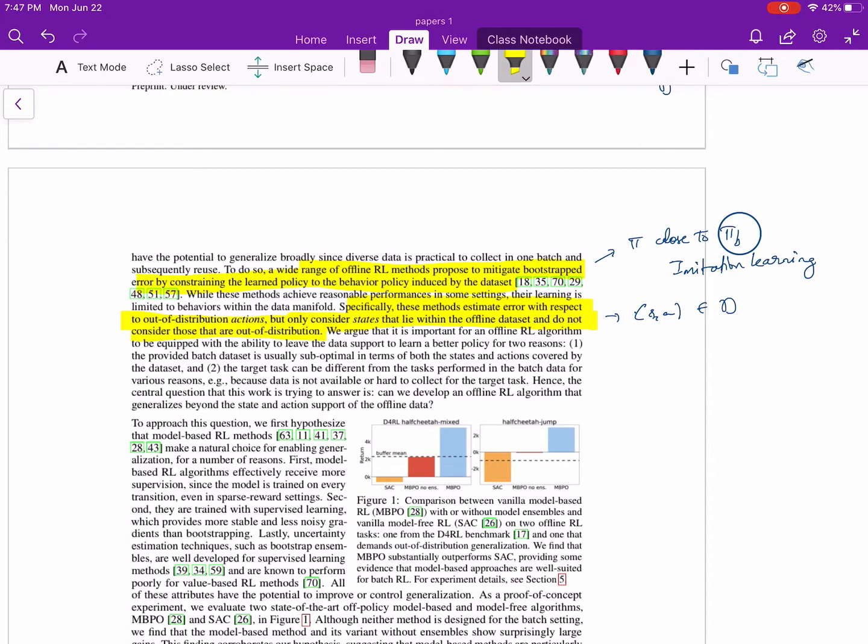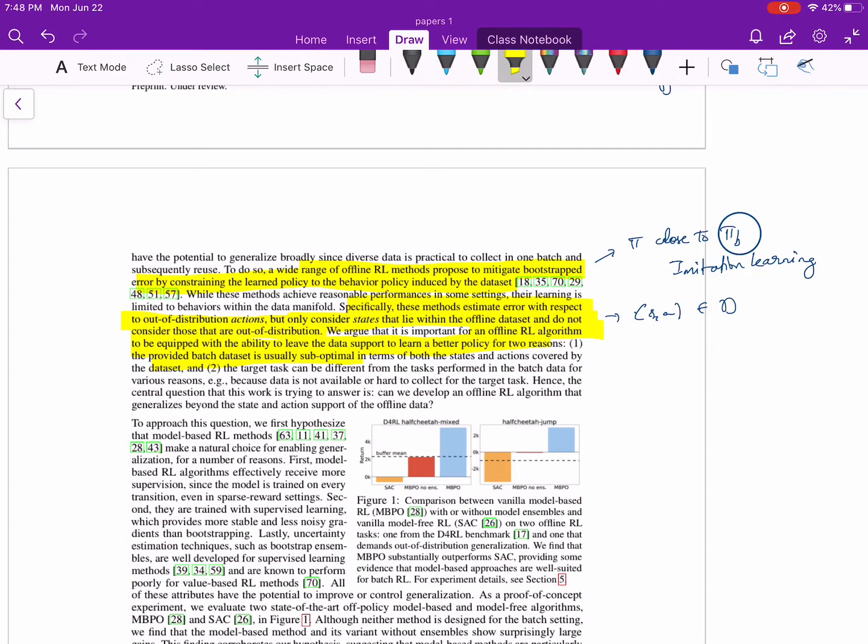So now they further say along these lines that we argue that it is important for offline RL to be equipped with the ability to leave the data support of the behavioral policy, provided the batch data set is usually suboptimal. Yes, so that is why we need to explore more.